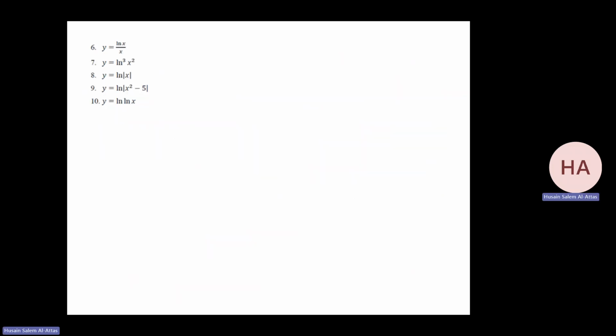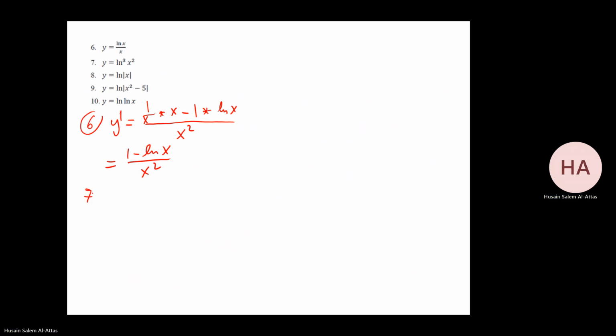More. y equals ln x over x. So you have function over function. So y prime: derivative of ln, 1 over x, times the denominator, minus the derivative of the denominator, which is 1, times ln x, over x squared. That will be 1 minus ln x over x squared.